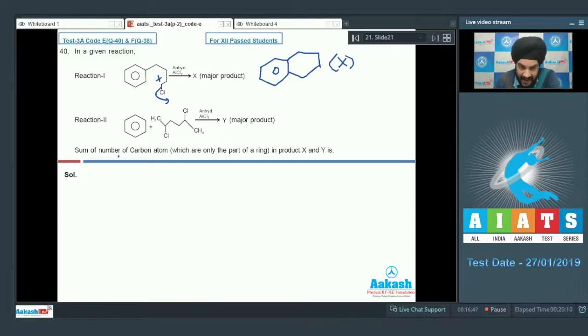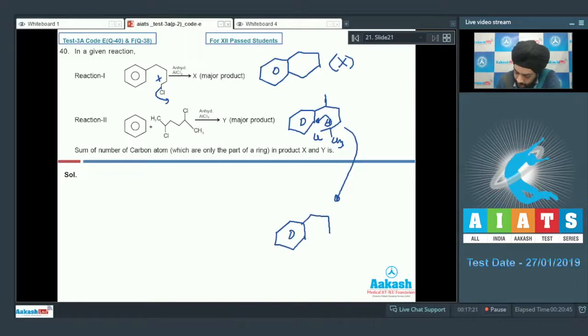Let's talk about the second reaction now. In the second reaction, we have 2 different chlorine atoms present in the reagent. So the Friedel-Crafts alkylation will take place 2 times in this case. In the first case, we'll have the formation of this. And when the Friedel-Crafts alkylation is carried out again, the Cl will be extracted and the carbocation thus generated will attach to the ring at this position. So we are going to have the formation of this structure. So this is our product Y which is formed.